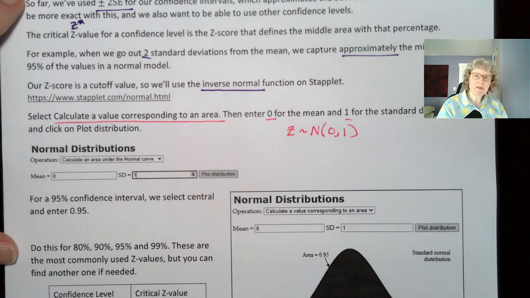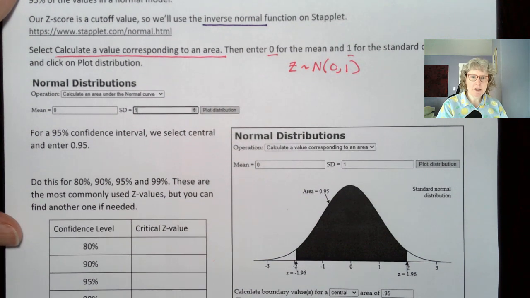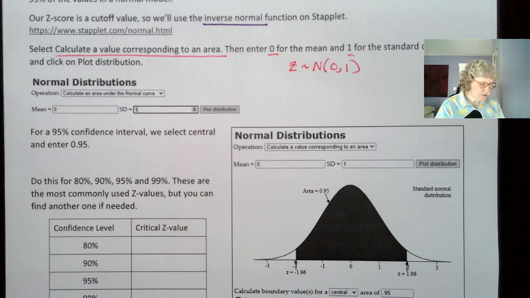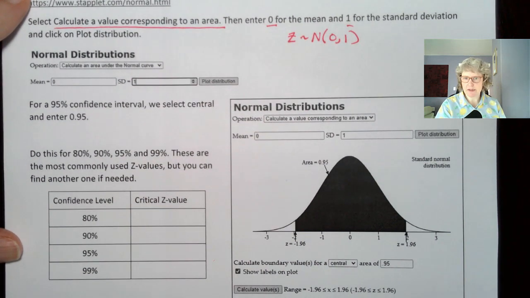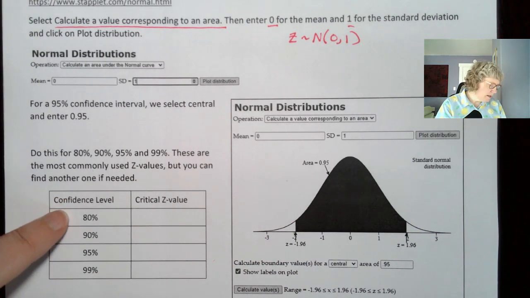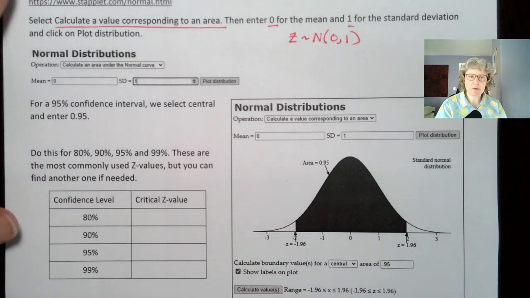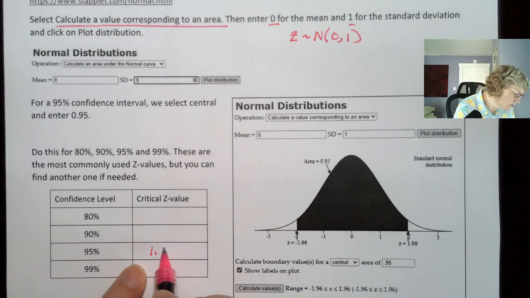Okay, so now I have a table down here just so that we can put in some commonly used z-values. That way you don't need to look them up every single time. Of course, you can find a new one if you need it, but these are the most common ones: 80, 90, 95, and 99%. Okay, so we just did 95%, which is the third one down.